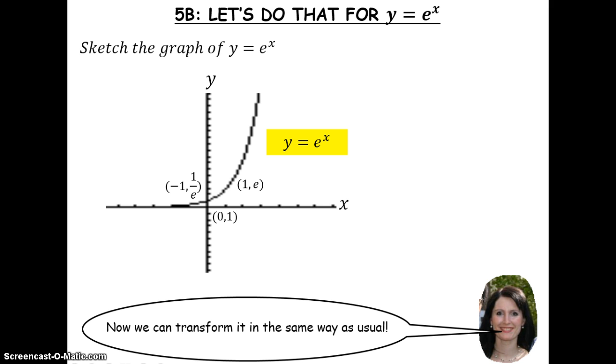So for the value of -1, when we substitute -1 into the equation y equals e to the power of x, we get e to the power of -1, which is 1 on e, and we substitute 0 in, gives us 1, of course, because anything to the power of 0 is 1, and then to substitute 1 in, we get e. We use this when we do the transformations in exactly the same way as we did previously.